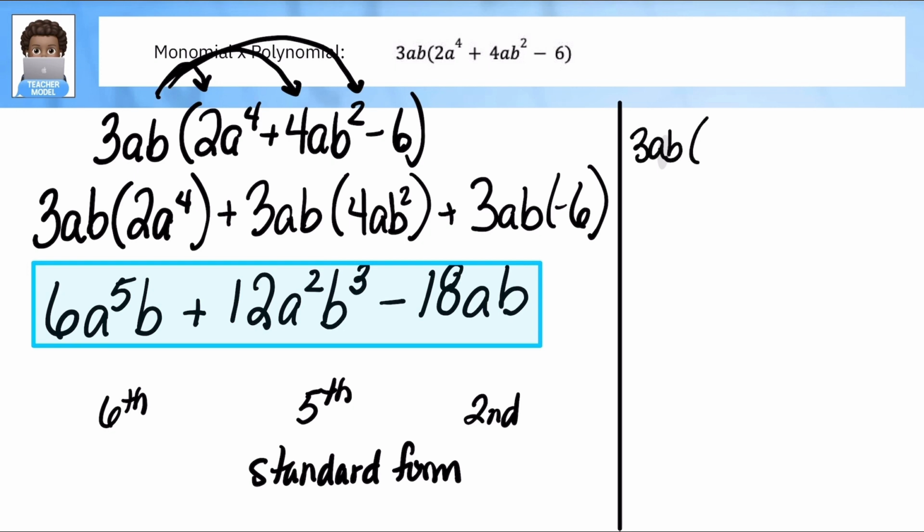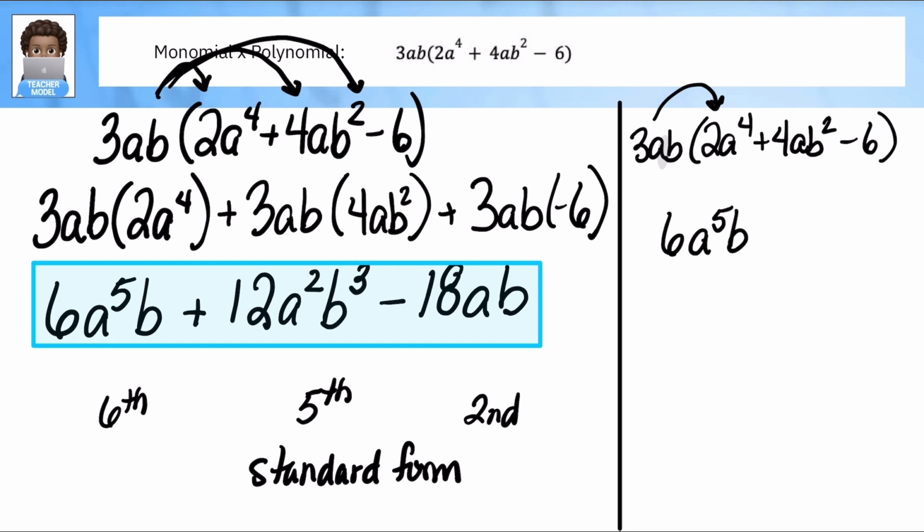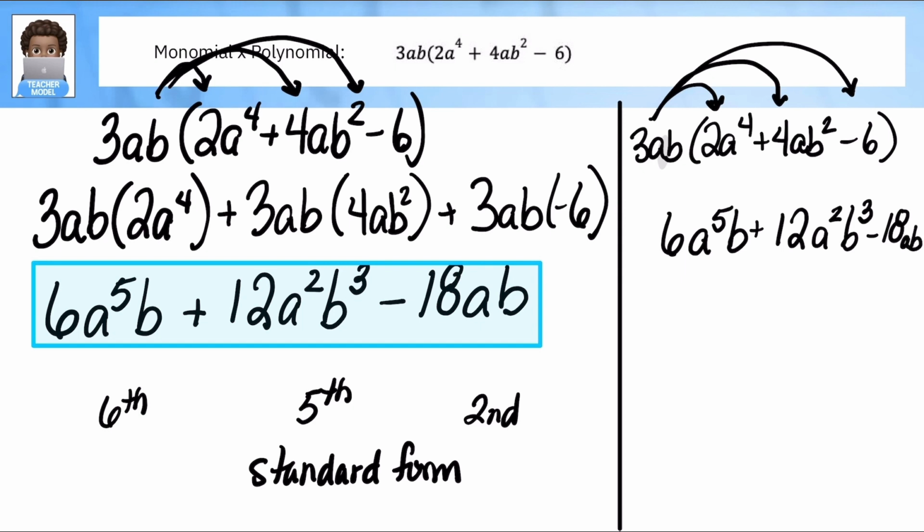So 3ab times 2a to the 4th plus 4ab squared minus 6. And literally it's still the same math. 3 times 2 is 6. So 6 a to the 5th b plus 3 times 4 is 12. A to the 2nd, b to the 3rd. And negative 6 times 3 is negative 18 ab. So here you go, nice and sweet.